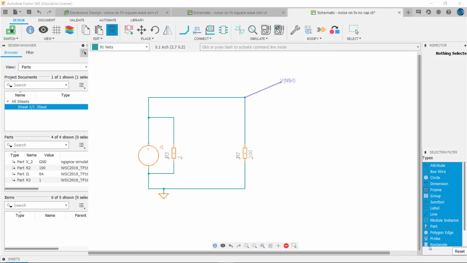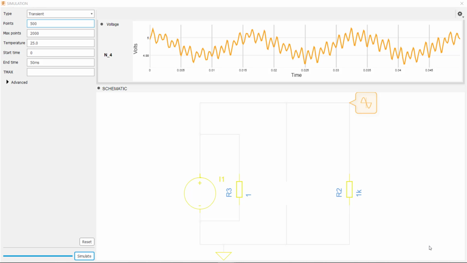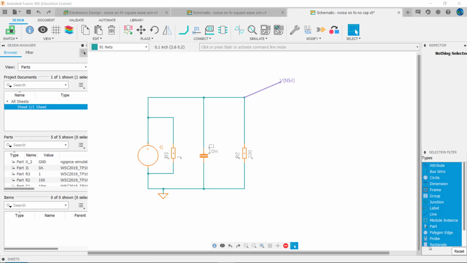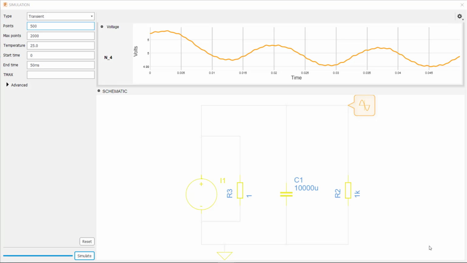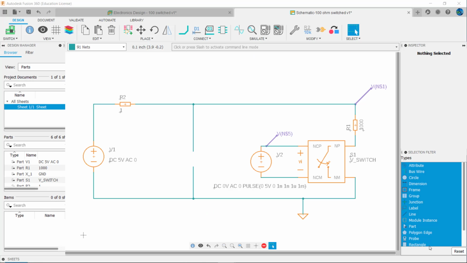Similarly, we can simulate switching noise on a 5-volt supply with the following circuit. When we simulate the circuit, we can see some high-frequency noise riding on top of some lower-frequency noise. If we place a capacitor across the supply rail, as shown in the circuit, we'll see the higher frequency noise diminishes dramatically. Switching loads can also cause supply rails to sag.